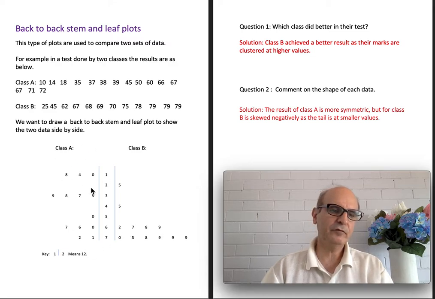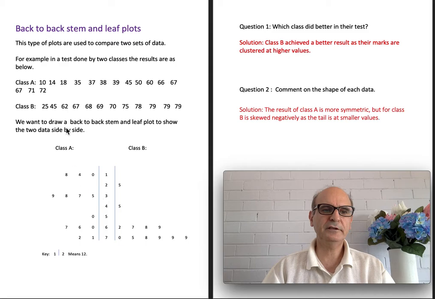We do the same for class A. The two sets of data share the same stem. So the smallest mark for class A is 10. So that's 1 at the stem and 0 at leaf. Then you got 14, again 1 at the stem and 4 here. That represents this 1 and 4. Together represents 14 and 18. Nothing in 20, so that's why in class A, to the left, I don't have anything at my leaves.